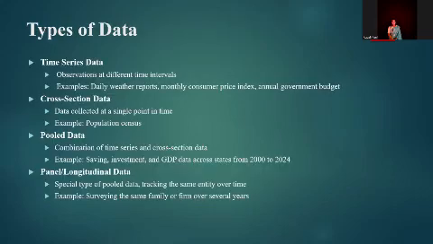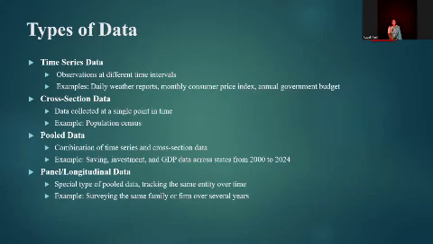There are four main types of data. Each one gives unique insights and requires different analysis techniques. First one is time series data. This is data collected over regular intervals of time. Examples include daily temperature readings, monthly sales reports, or yearly GDP figures. It helps us understand trends, seasonality, and changes over time. Techniques used for analysis include time series forecasting, moving averages, and trend analysis.